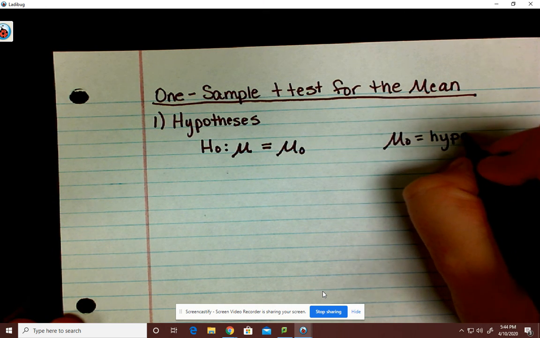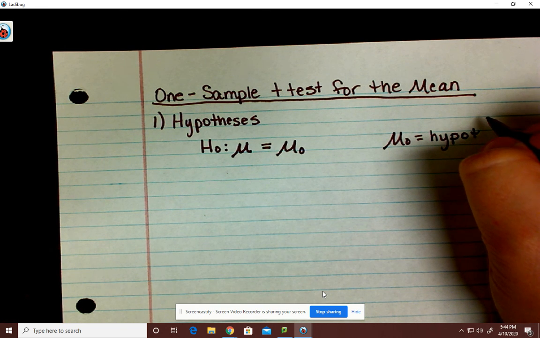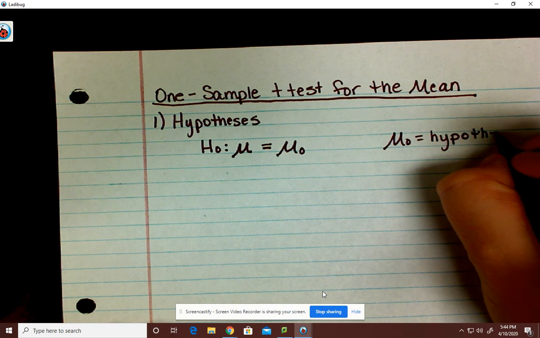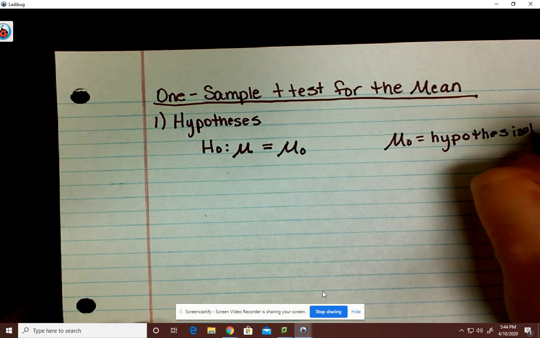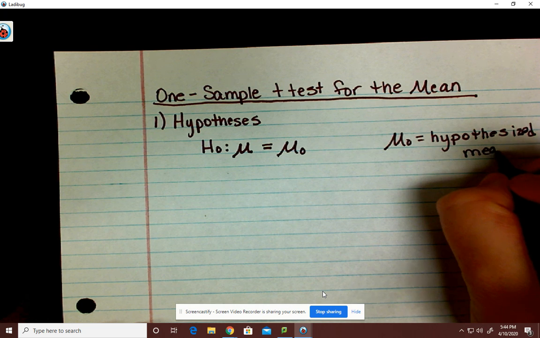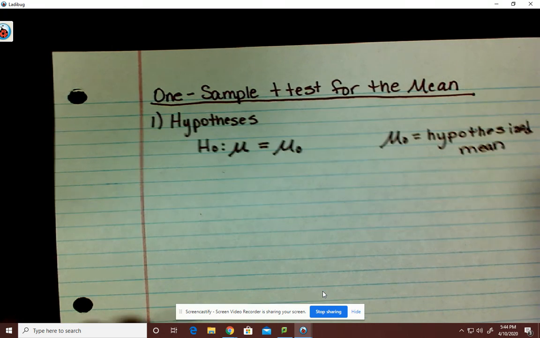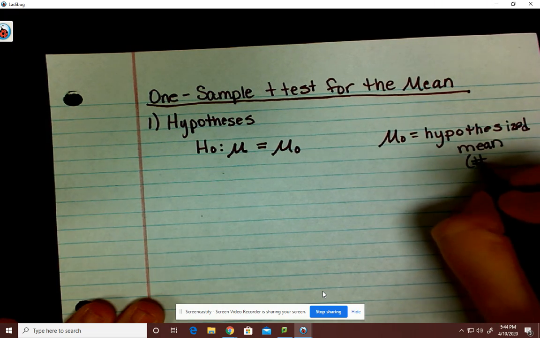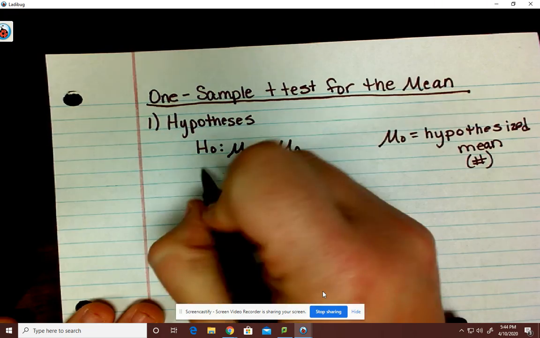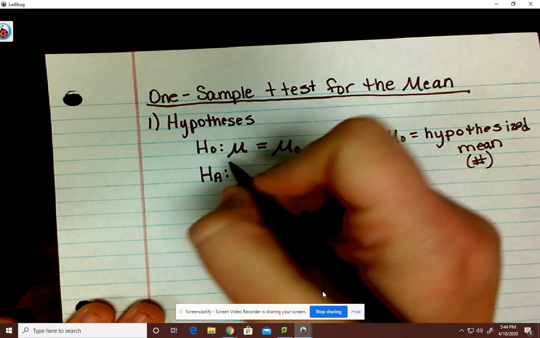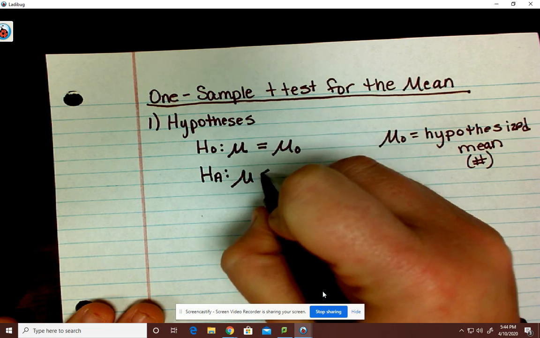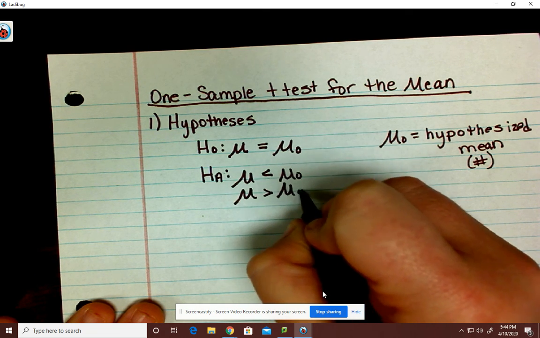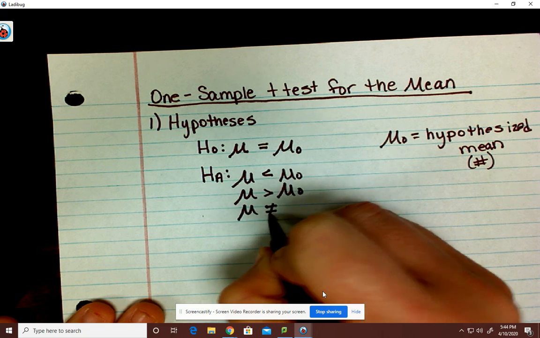Just like we had with proportions, we had the p0, which was our hypothesized proportion, and we plugged in a number for that. So this is going to be very similar to the one proportion z-test in the way that we do this. So this should be a number that you plug in here. And then your alternative is going to be that mu is less than that number, or that mu is greater than that number, or that mu is just not equal to that number.